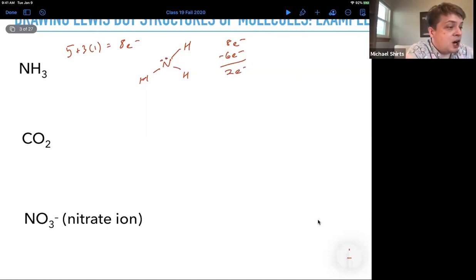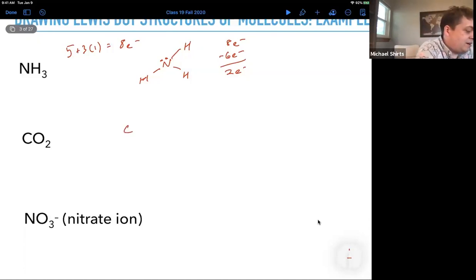Okay, carbon dioxide. So the question here is what's in the middle? Is it one of the oxygens? Is it the carbon? And generally, if you have a molecule composed of nonmetals, you'll see that the least electronegative atom is most stable in the center. Oxygen is fairly electronegative, so what we'd expect is that carbon would be in the center.